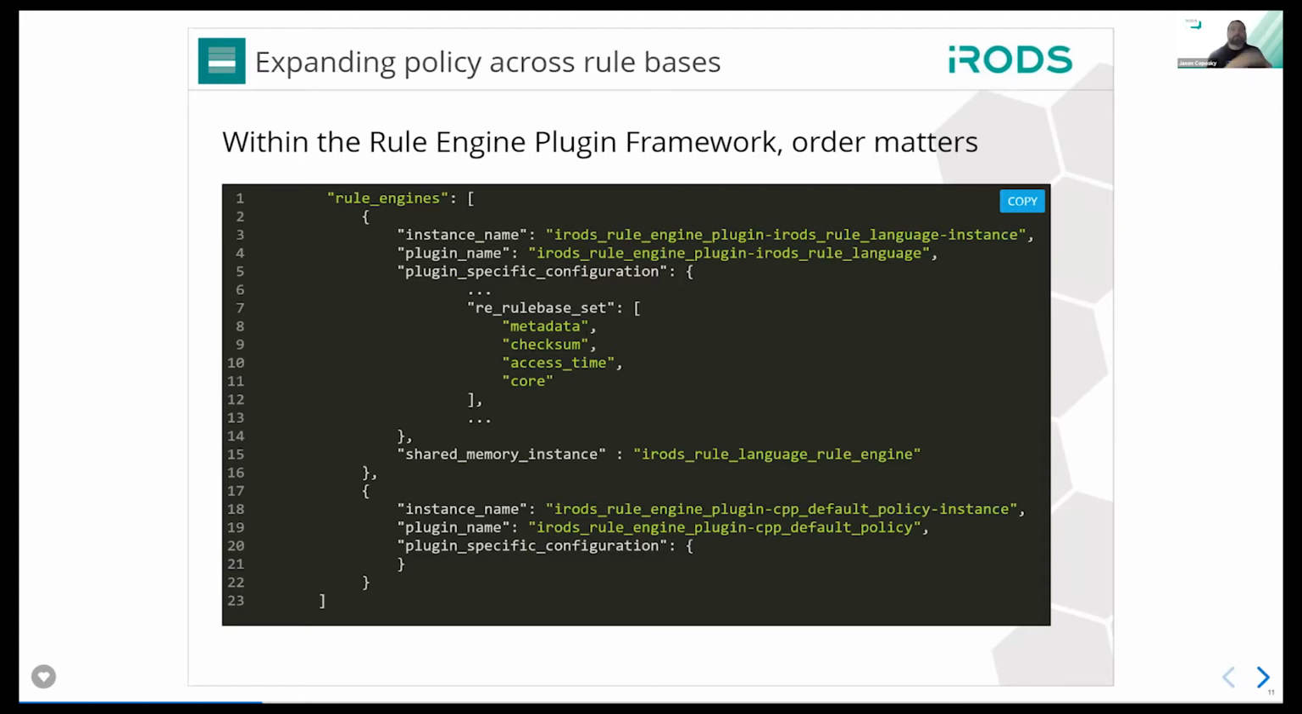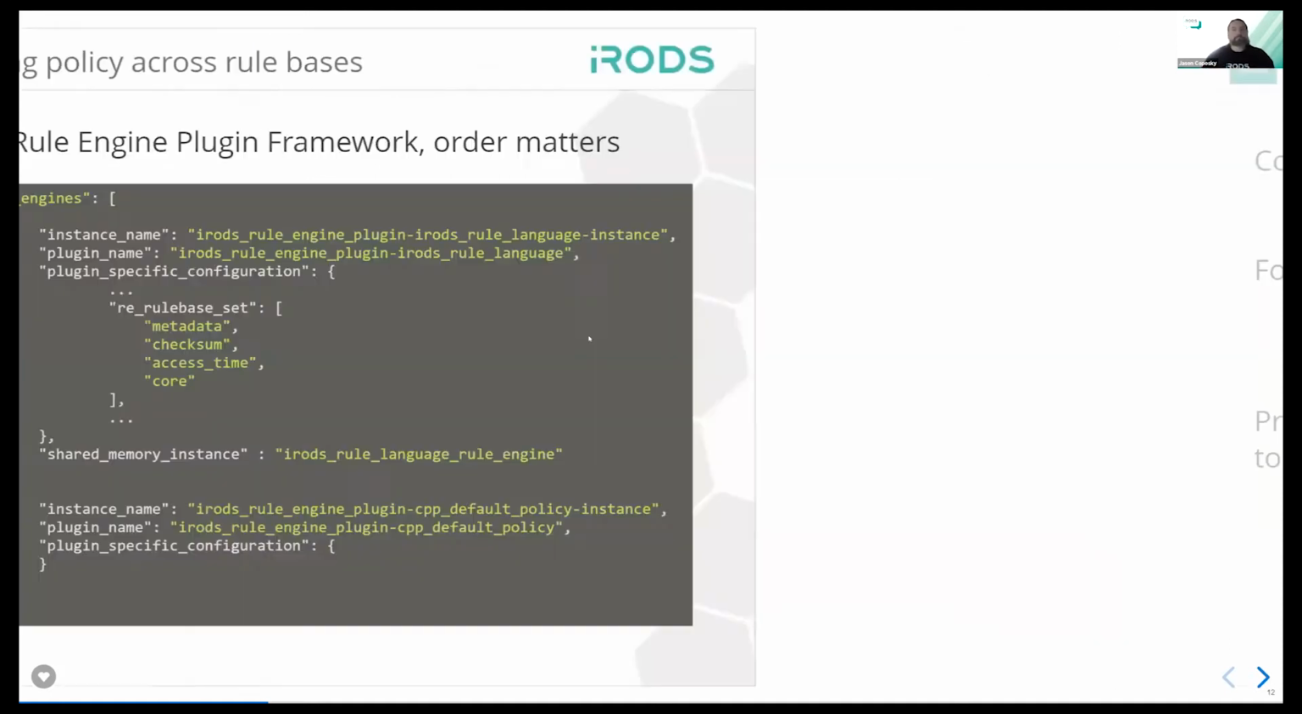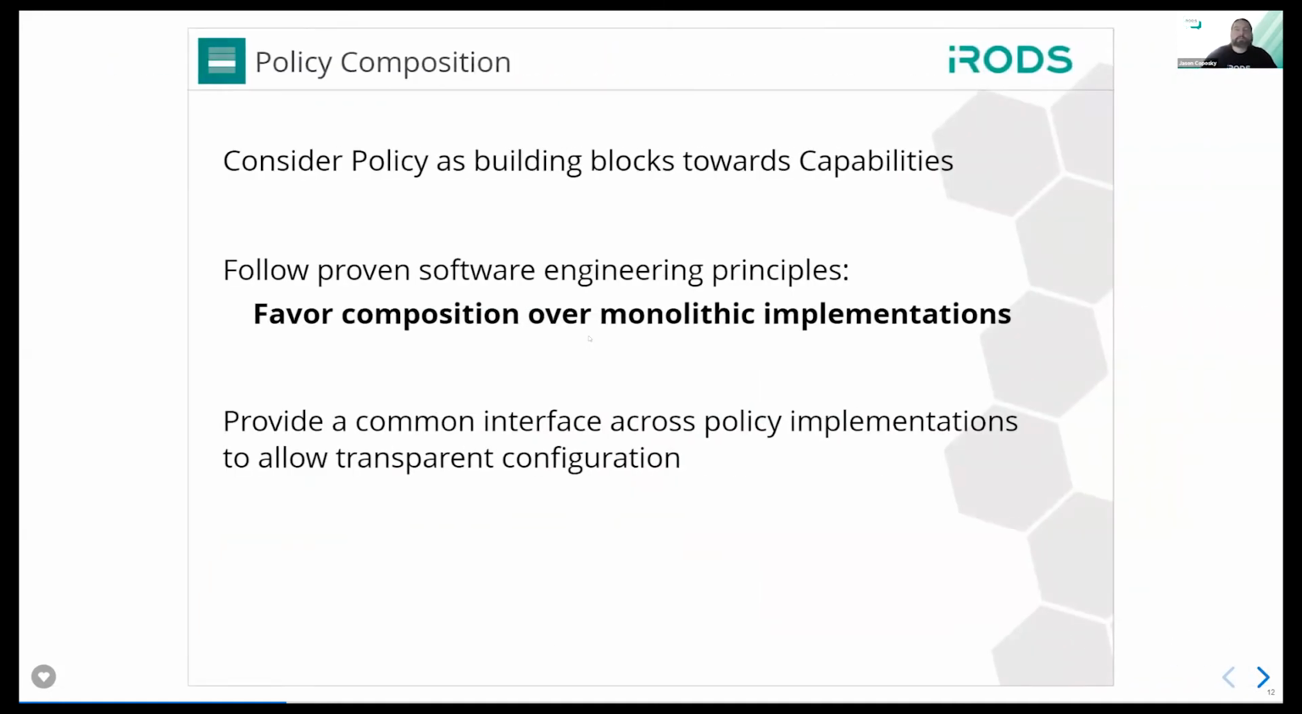So we went from a monolithic implementation to something that was much more modular. But the question is how is that going to get us to composition? How can we bring these different pieces and parts together in order to achieve a larger whole? And so the goal here is to follow better software engineering practices and favor composition over these monolithic implementations.